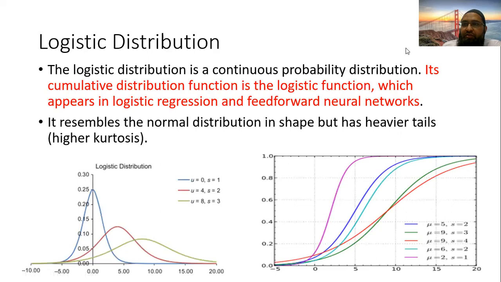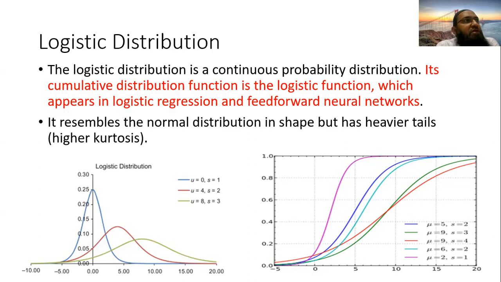Okay, so this is what was written in one of the slides in the last class. The continuous probability distribution means that it is related to a continuous random variable. Random variables can be either discrete or continuous. That is the basic distinction of the types of random variables. So logistic distribution is continuous, as are many other distributions. Its cumulative distribution function is the logistic function.